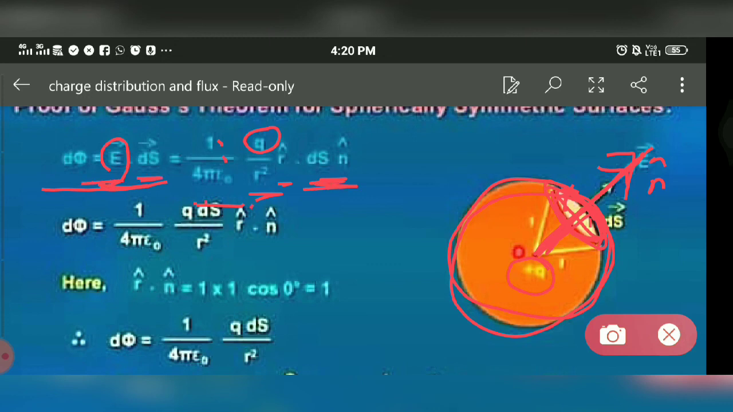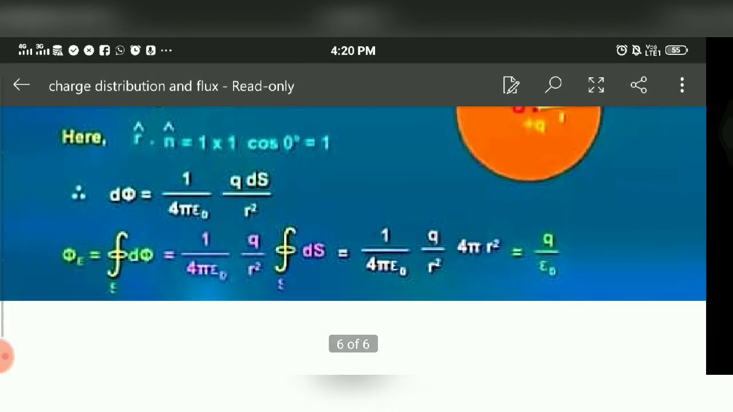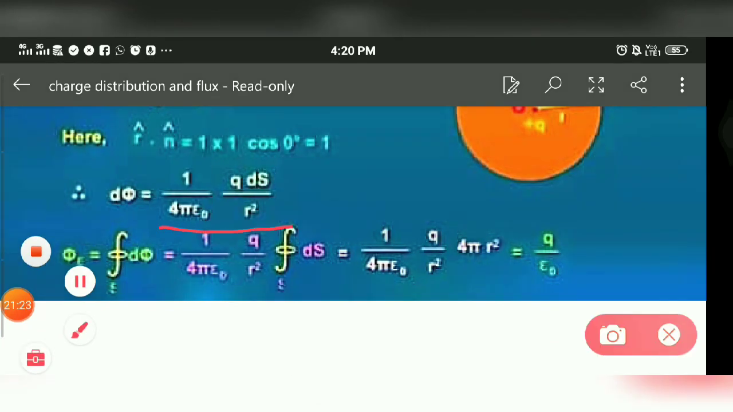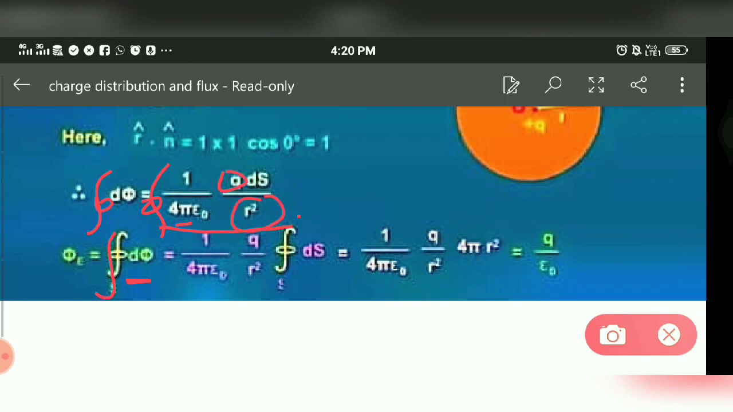Now 1 by 4 pi epsilon naught q by r square, all of this could be common. r cap and n cap are both in the same direction, so the angle between them is 0, and cos 0 is 1. So we get d phi equals 1 by 4 pi epsilon naught q ds by r square. Now we have to calculate the complete phi, so we take the integration of it on both sides over a closed surface. 1 by 4 pi epsilon naught, q and r square are constant, so these complete terms are constant. We take them outside, so inside we are left with the integration of ds.